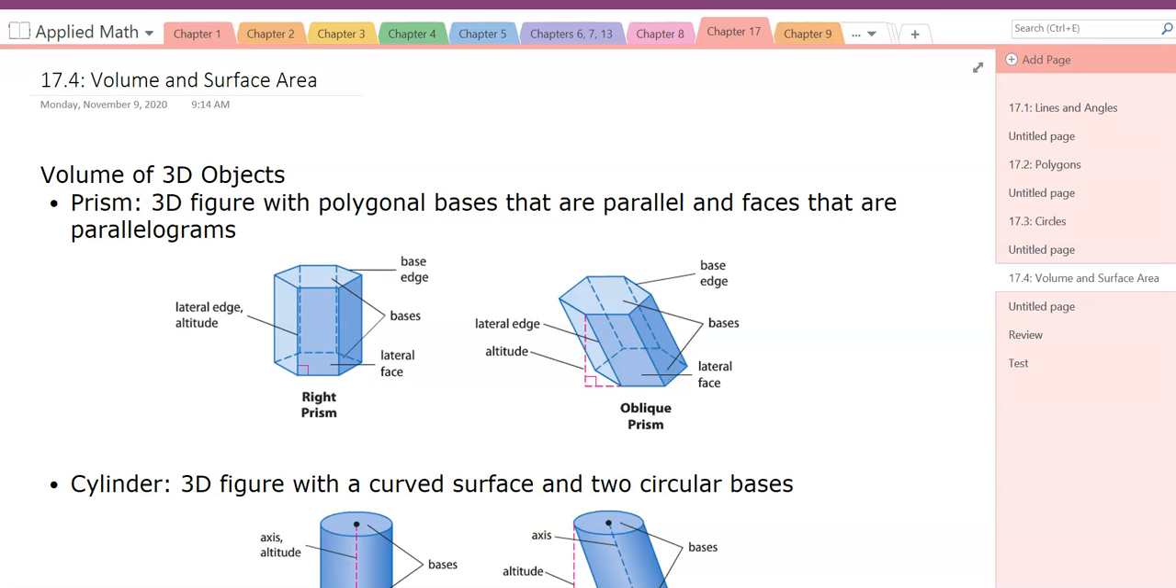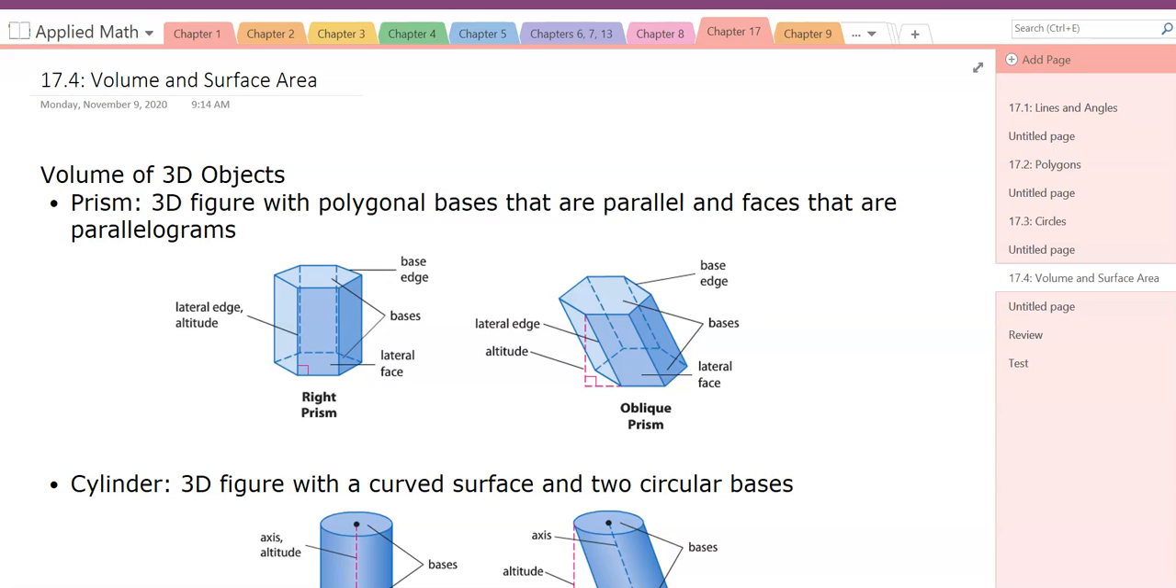Volume is how much something could hold, or how much you could fill something up with. So it's three-dimensional because you're looking at the length, the width, and the height of an object. Like a swimming pool, you would want to know how wide, how long, and how deep the swimming pool is so that you know how much water it could hold. And that could be measured in gallons or whatever.